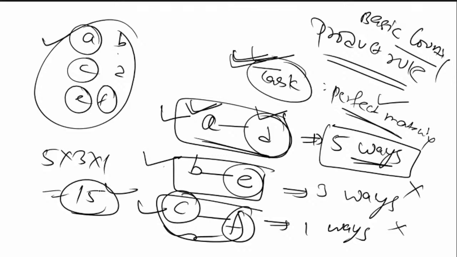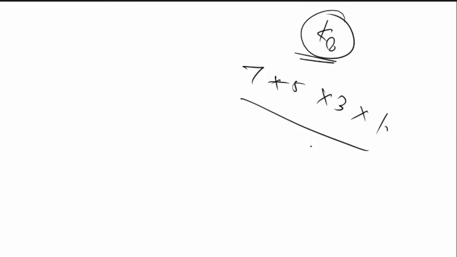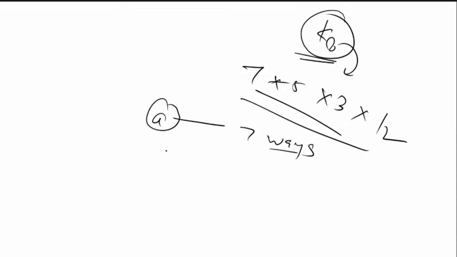This is how very easily you can answer this type of question. They can ask you for any number of vertices. For example, in K8, the complete graph on 8 vertices, how many perfect matchings will there be? That will be 7 multiplied by 5 multiplied by 3 multiplied by 1. In K8, this many perfect matchings are possible, because for vertex a you have 7 ways, then for the next vertex you only have 5 ways, and so on. This is how you can solve it.